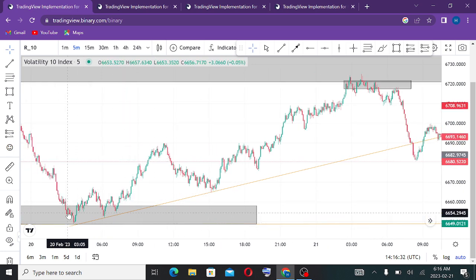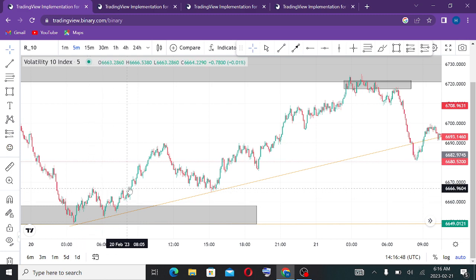Okay, so since it broke this structure, it came back to retest it here. Okay, fine. That was a nice entry too for a mini base. But I would not like to take that rush to enter the trade. I was not in the mood to take a rush. Then after that, it broke this area, broke this structure.